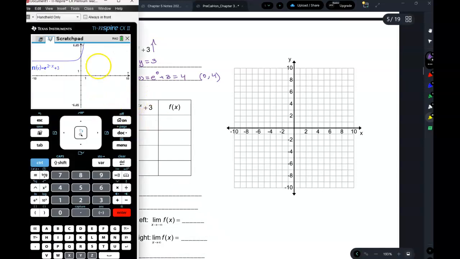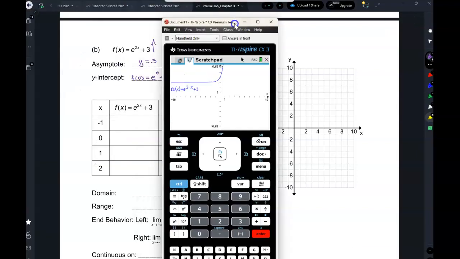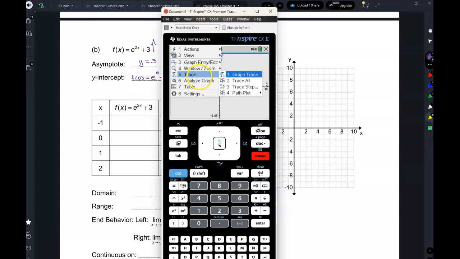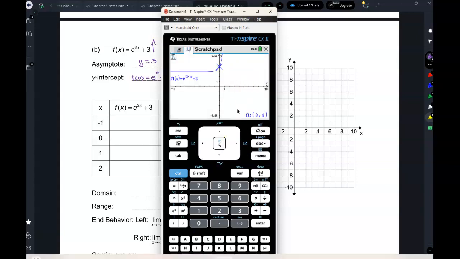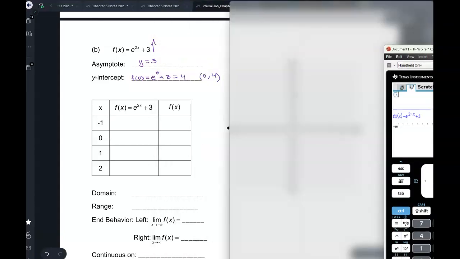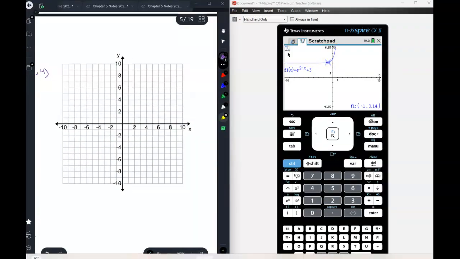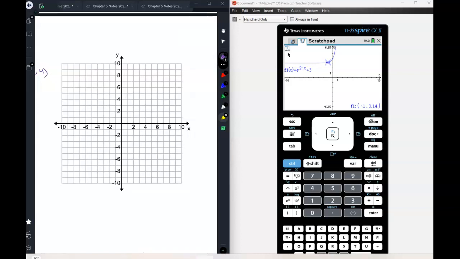And then once you have this, I like to go into trace mode, menu, trace, graph trace. Now in here, let's say I put in -1, enter, it's 3.14, okay? You don't have to make a table, but you need some precise points, right? So this is what I do. Okay, -1 is 3.14. So I go here at -1. Here is my asymptote.